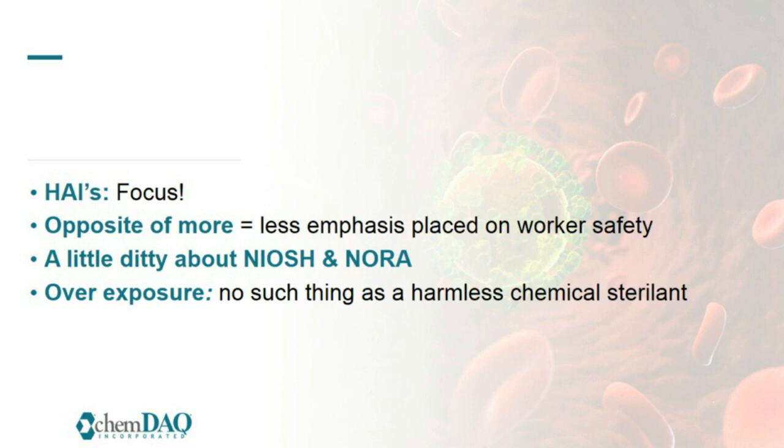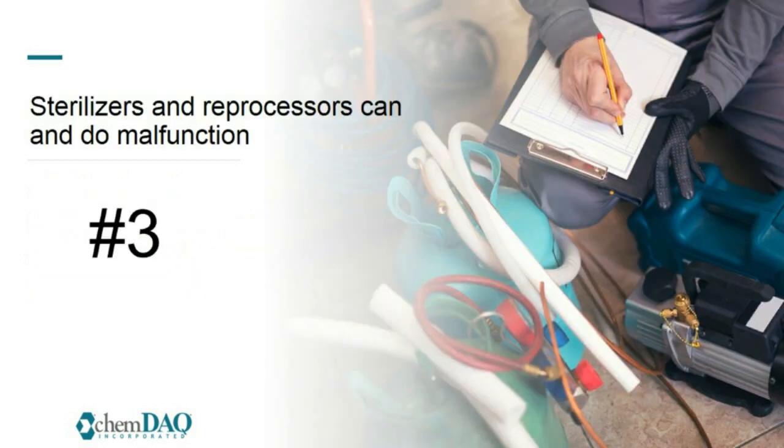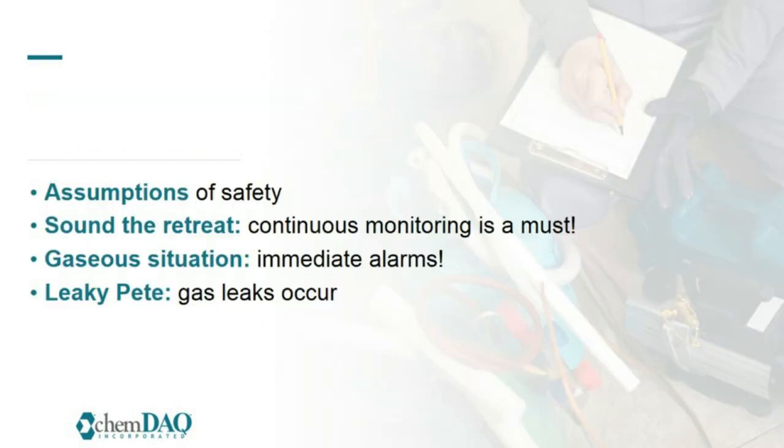And this brings us to our third reason, which is sterilizers and reprocessors can and do malfunction. When you think about these sterilizers, there can be a lot of assumptions about safety. Some facilities assume that an annual visit by an industrial hygienist or quarterly visits by a service technician to check out the machine makes them safe. The assumption is that their equipment is functioning properly. Nothing could be further from the truth.